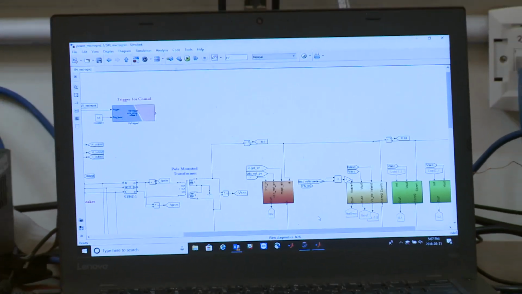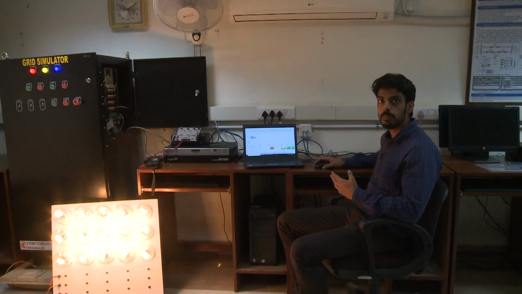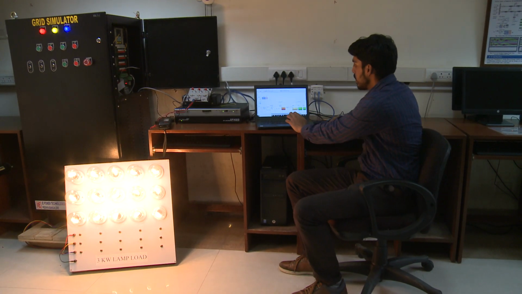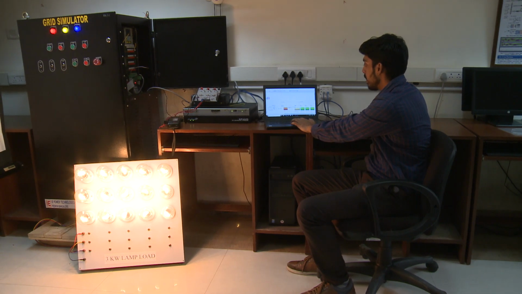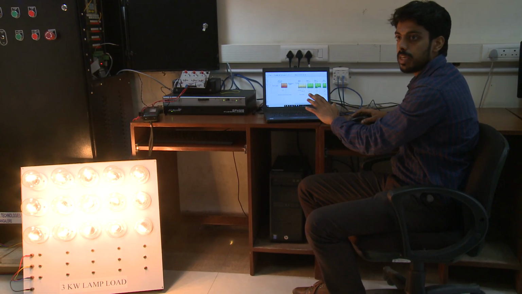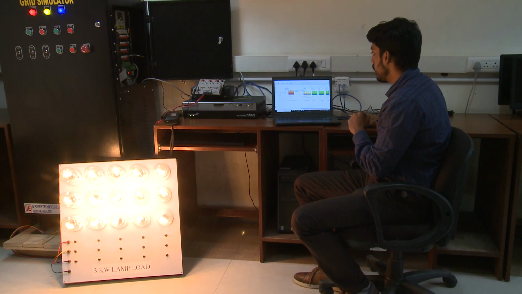So as of now, we have understood what the parts of this entire setup are in the simulation platform and what we have in the hardware setup, right? As it was shown earlier, this is a MATLAB model of microgrid wherein we have different renewable resources and certain house loads. Now one of these house loads is being replaced by this 3 kilowatt lamp load. So let us see how it is connected.